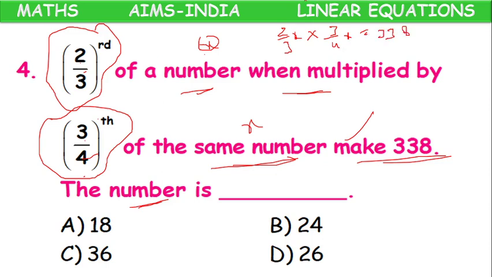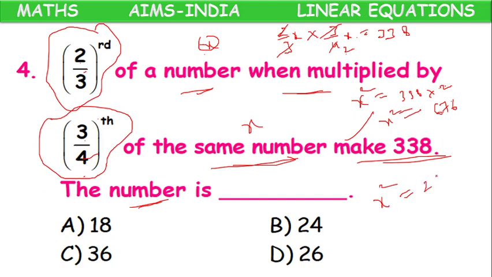338. Now we have to find. Here 3 cancel. 2 times 4. Only 2 is remaining here. x into x, x square. We can write it as x square equal to 338 into 2. Or x square equals to 676. So x square equal to 676.